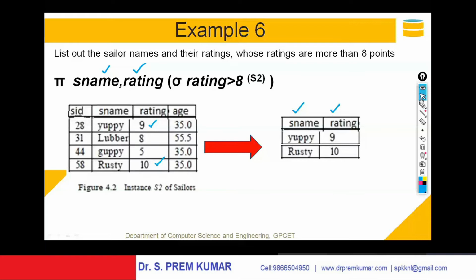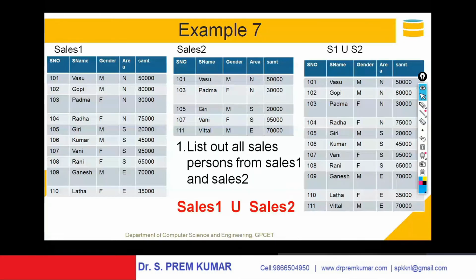Let's go through the next query. You observe here I am slowly introducing the union operation. This is a relation called sales 1, and this is a relation called sales 2. There are two relations, with salesman number, salesman name, gender, area of sales (north, south, east area), and sales amounts.